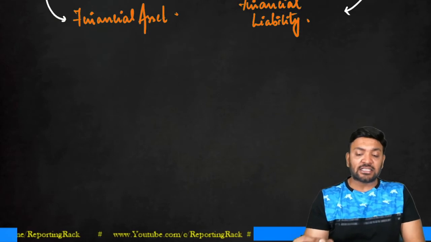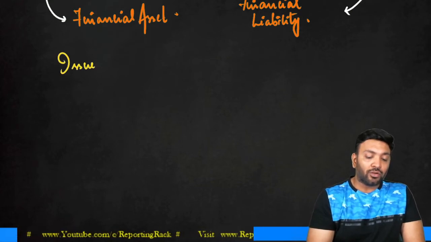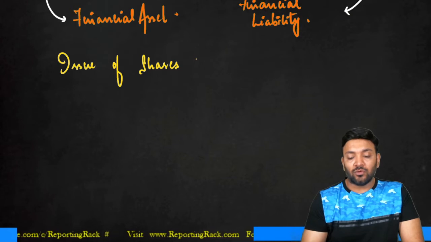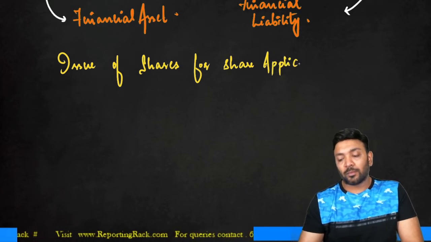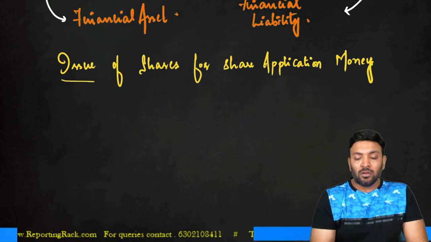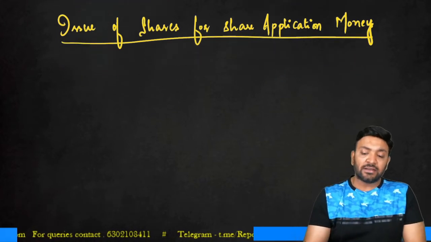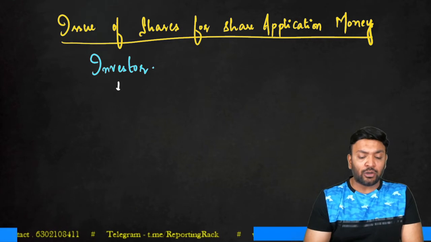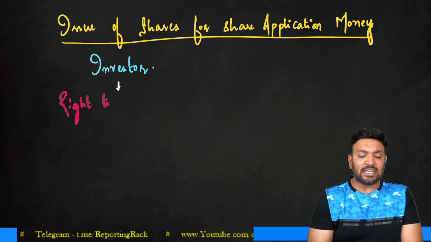Let's say I come with a discussion saying that I issue shares for share application money receipt. I've issued a prospectus, I've collected application money from the investor. So in that case, as far as the investor is concerned, the investor has a right to receive an equity instrument of another enterprise. A right to receive shares.